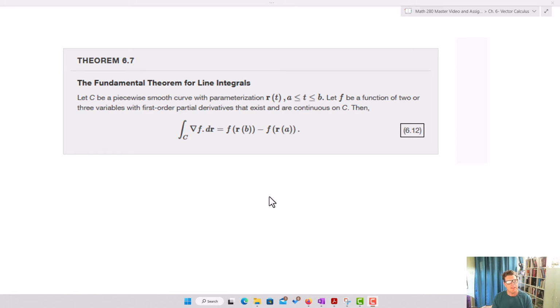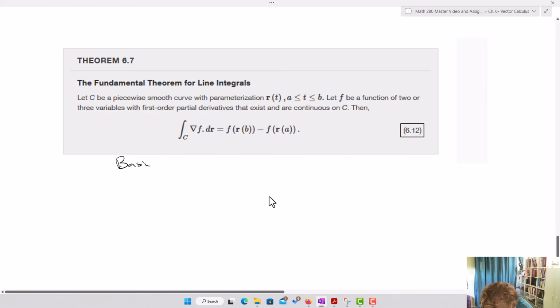So the fundamental theorem of line integrals says, let C be a piecewise smooth curve with parametrization r of t, a less than or equal to t less than or equal to b, and let f be a function of 2 or 3 variables with first order partial derivatives that exist and are continuous on C. Then the integral on C of del f dot dr is going to equal f of r of b minus f of r of a. Now, where this ends up becoming really important, there are 2 things. Let's first start with this being basically the fundamental theorem of calculus.